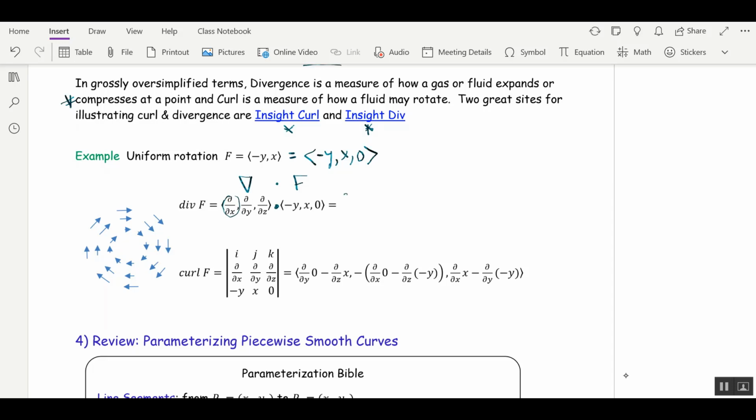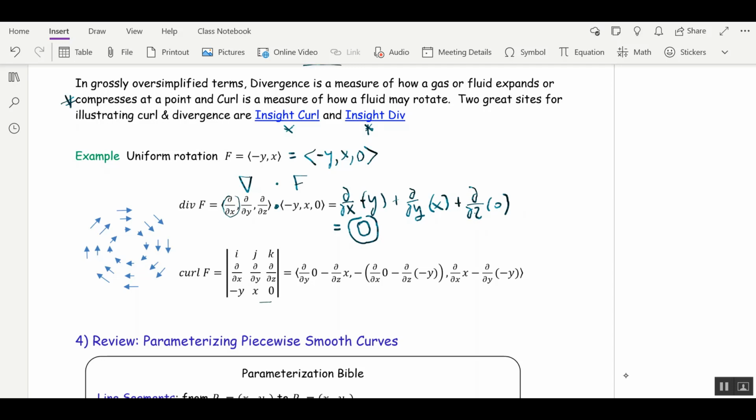So this is going to be del by del x of negative y plus del by del y of x plus del by del z of 0. Okay, and each of these partial derivatives is 0. So I'm getting 0 as my answer for divergence. And now let's look at curl.